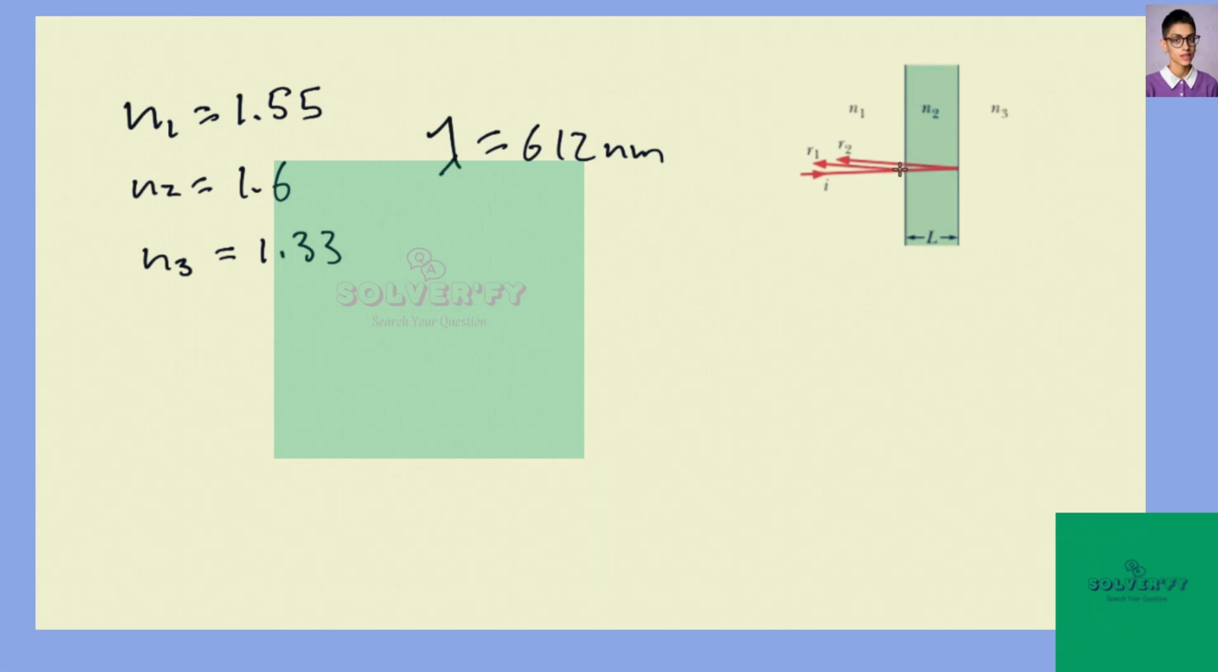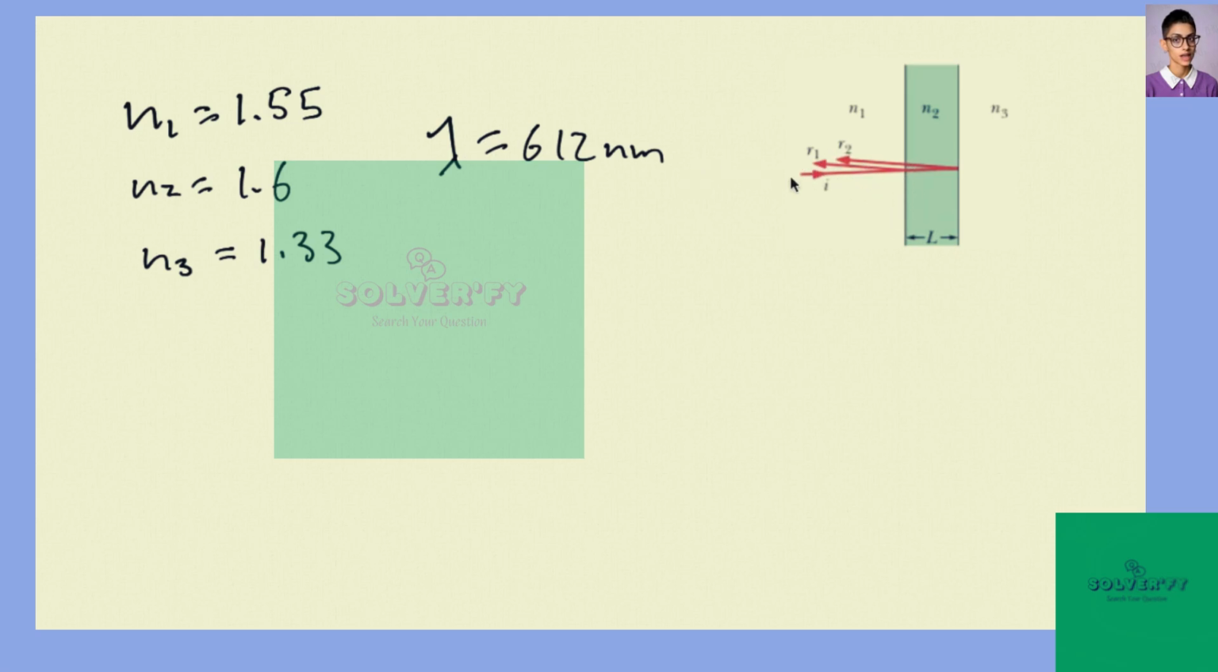And we want to know what thickness L of the middle layer will give us maximum reflection. And more specifically, we want to know what is the third thinnest thickness, if that makes any sense, that will give us maximum reflection. So we'll get to exactly what that means in a little bit here.